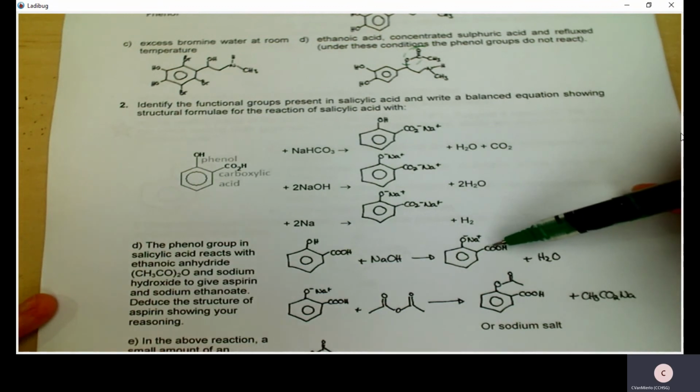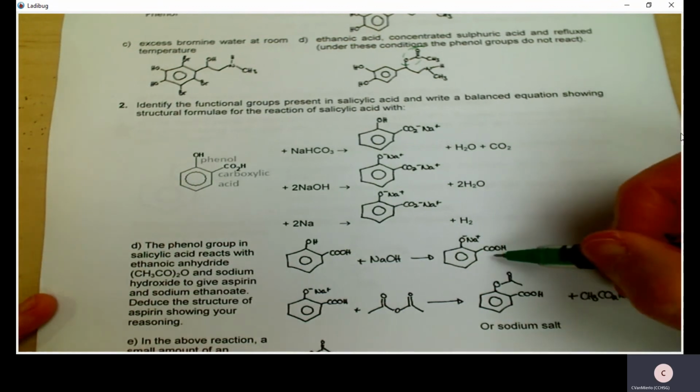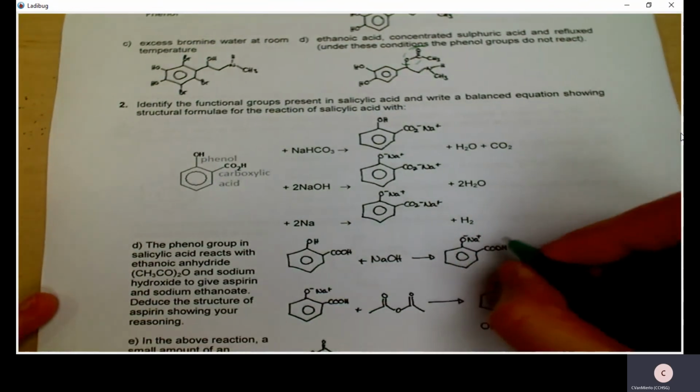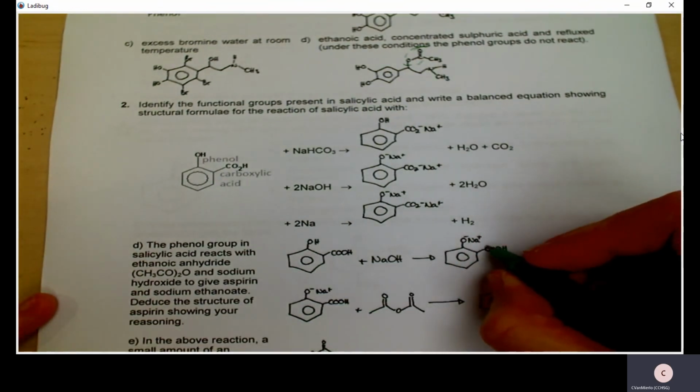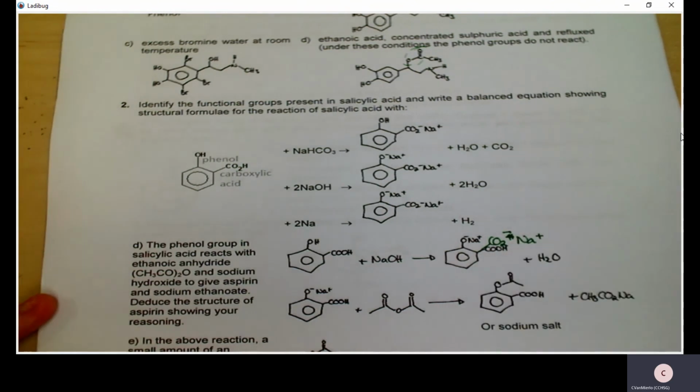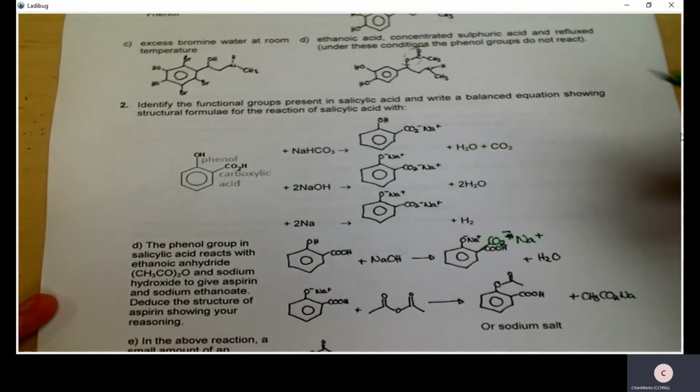Now, actually thinking about it, we could also draw out the salt here as well, and either of those is going to be acceptable here. So we could have had the CO2 minus and Na plus there. So that can then carry on to the next step as well.